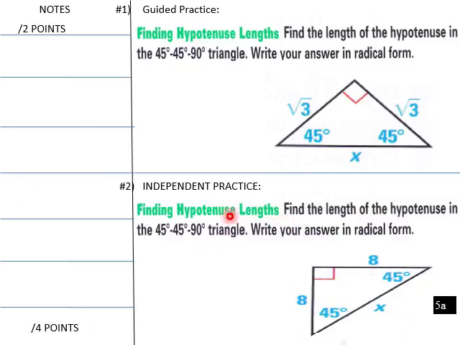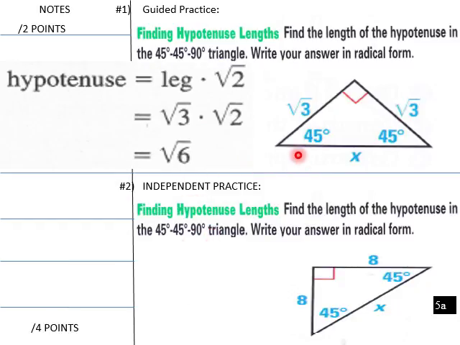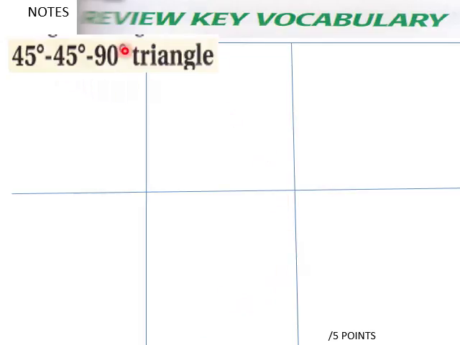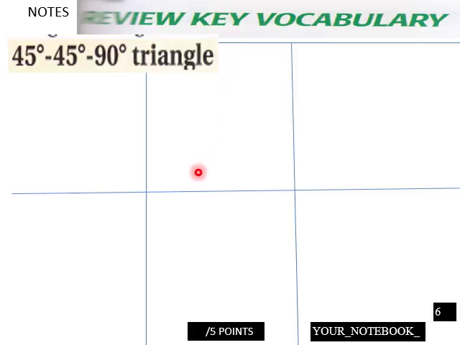Okay, welcome back. Here are your solutions. It'd be leg times square root of 2, square root of 3 times square root of 2 would be square root of 6 for x. And then down here it would be 8 times square root of 2. And then students, in your own words, define 45-45-90.